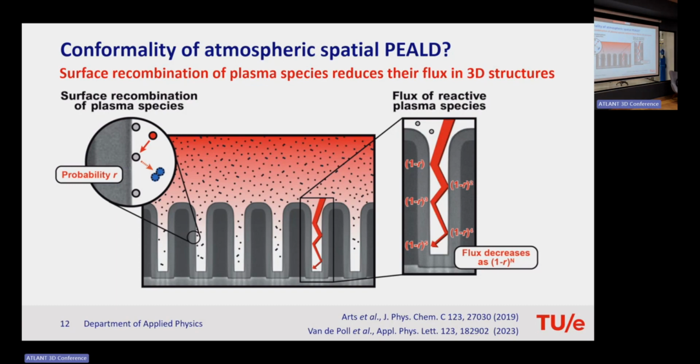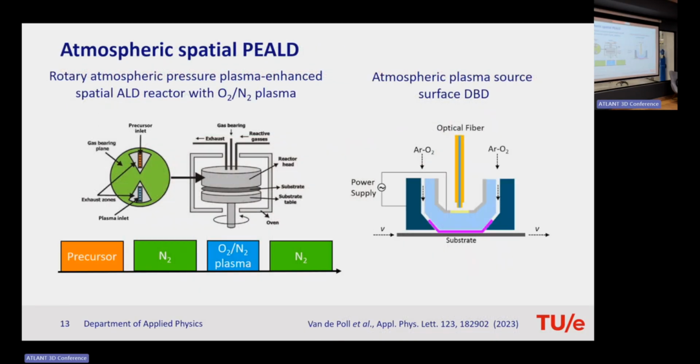Now the next question is, okay, how is it in spatial ALD, and how is it with plasma enhanced spatial ALD, and how is that atmospheric plasma spatial ALD? And that's something that we have been investigating. This is the tool that Fred and Paul have also worked with. This is the tool at TNO. This is basically a spatial ALD reactor, like the rotating system we saw before, slightly smaller. But this now uses an atmospheric plasma source, and this is a surface dielectric barrier discharge. And that's where we have been looking at the conformality of plasma enhanced spatial ALD.